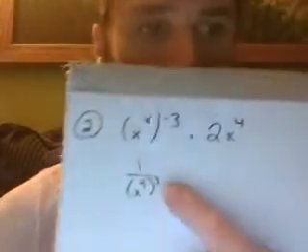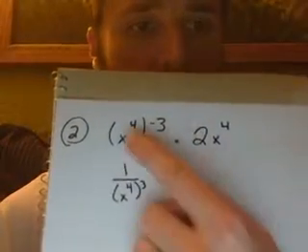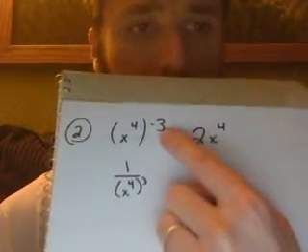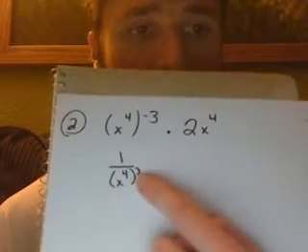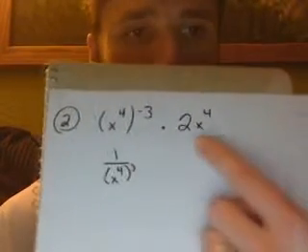That would come out to be 1 over x to the fourth, to the positive 3 power. Okay? Notice I went from a negative up here, and by putting it in the denominator, it turned into a positive 3. And I still have my times 2x to the fourth power.